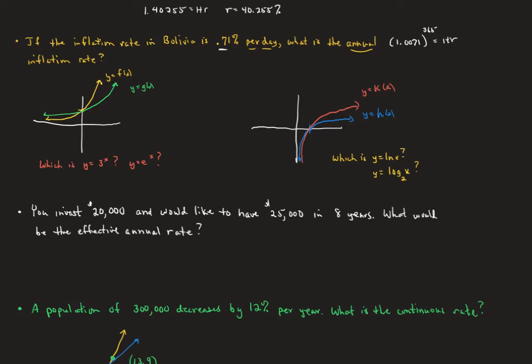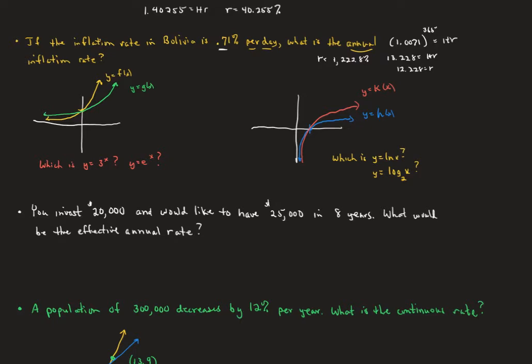So I'm going to go 1.0071 raised to the 365. That looks like 13.228 is equal to 1 plus r. So 12.228 is the r. Make that into a percent, and that's like, yikes. It's going to be about 1,222.8% annual inflation. Whew.